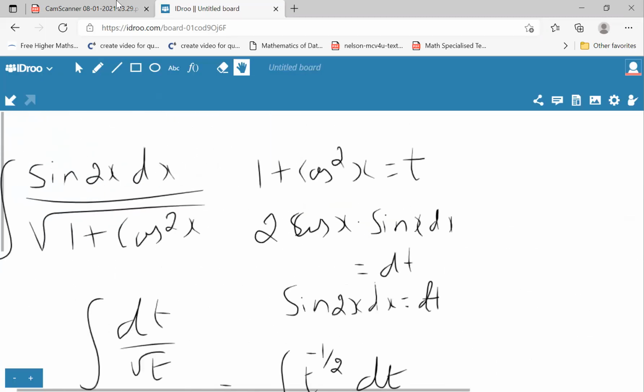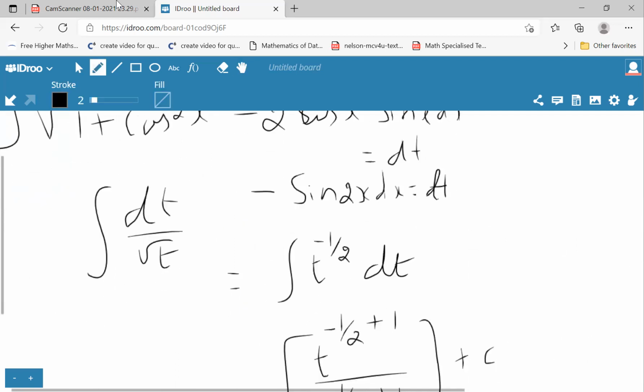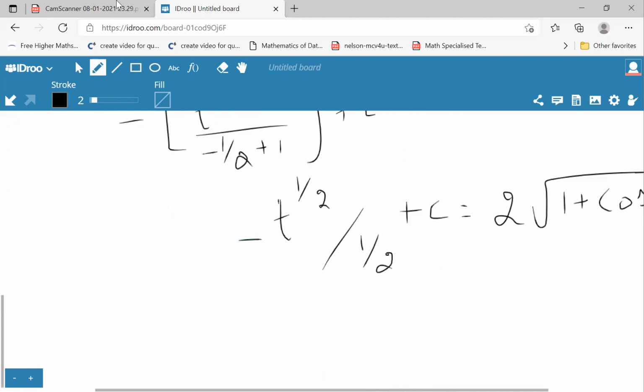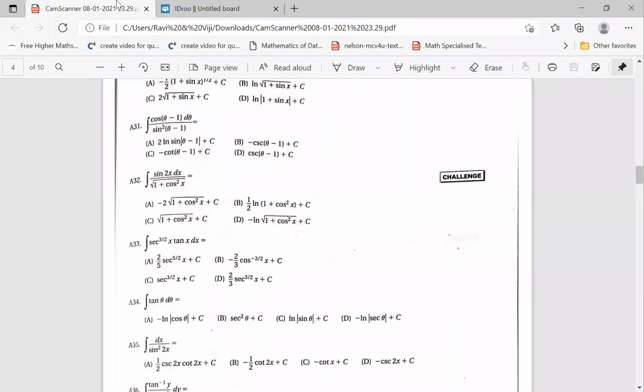Oh, yeah, I missed a negative symbol here. When you differentiate cos, you'll get minus sine, is it not? So you'll get a minus symbol here. So you'll get minus 2 sine x cos x, that is minus sine 2x dx is equal to dt. All right. So I can write this as minus dt by root t. So I'll have a negative symbol outside. I missed that negative symbol. So this minus will be carried over everywhere. So you get minus 2 root of 1 plus cos squared x. So option A is correct. Minus 2 root of 1 plus cos squared x plus c is the correct option.